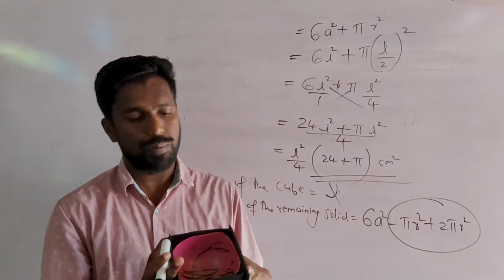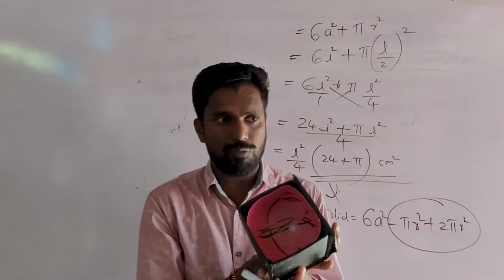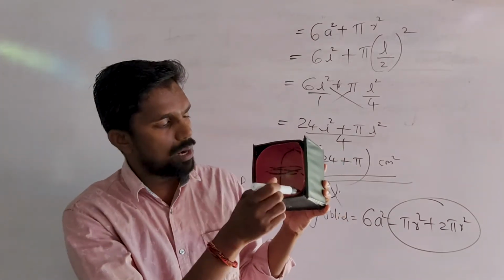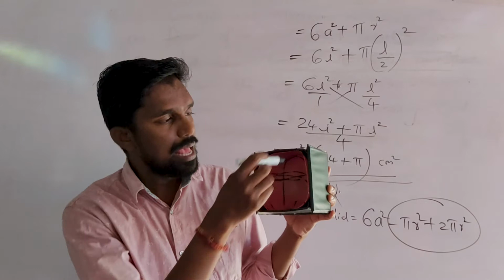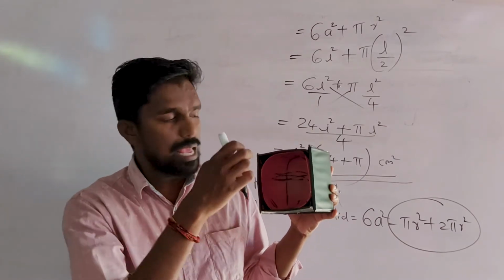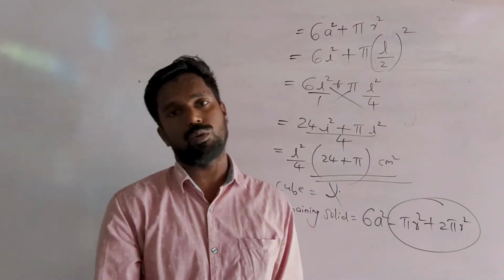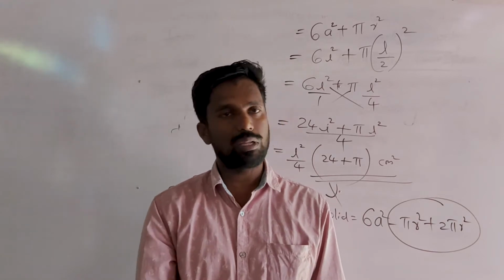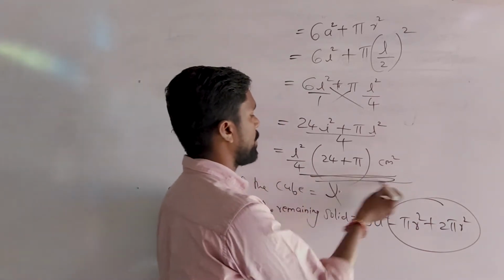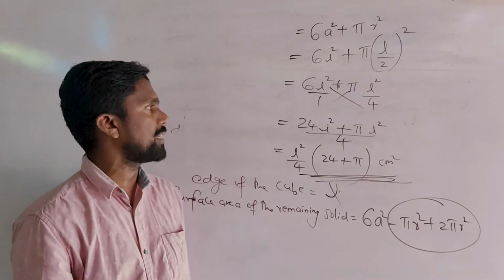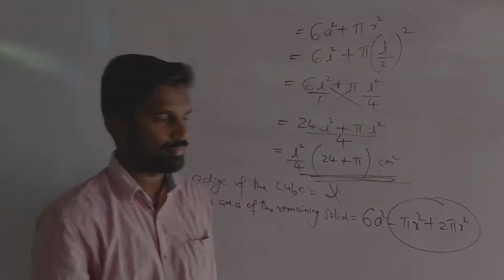This is very simple. Surface area you have to find out. For finding the corner, subtract the circular portion, plus CSA of hemisphere you have to add. Is it okay? Clear? So L square by 4 into 24 plus pi centimeter square.